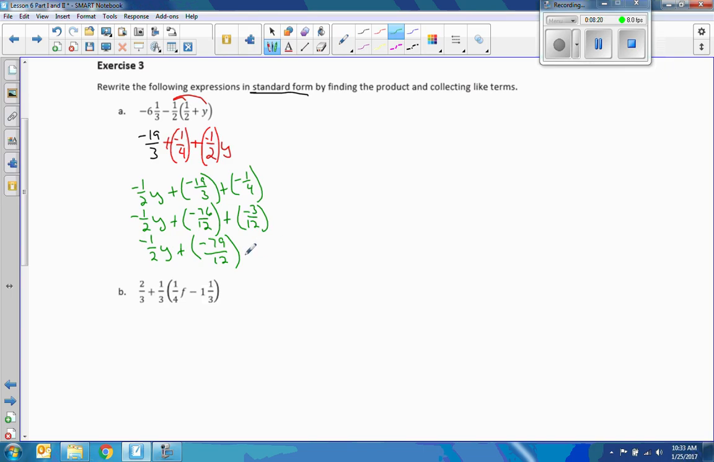Okay. I can still simplify this, so let's bring this up. Negative 1/2 y plus, and then I simply have to say 12 goes into 79 6 times, with a remainder of 7. And once we're finally done, we don't want to have a plus and minus in our problem, so the final answer is going to be negative 1/2 y plus a negative, which means minus, 6 and 7 twelfths.